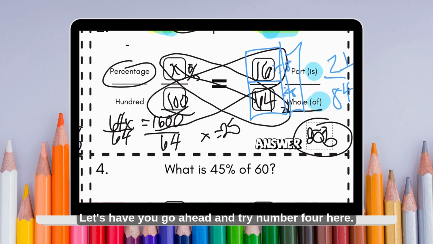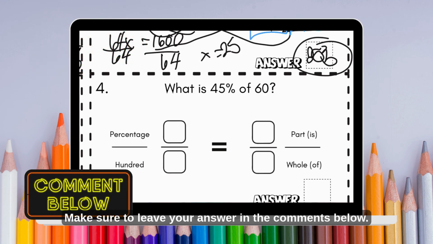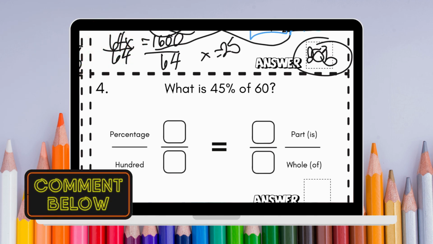Okay, let's have you go ahead and try number 4 here. What is 45% of 60? Make sure to leave your answer in the comments below.